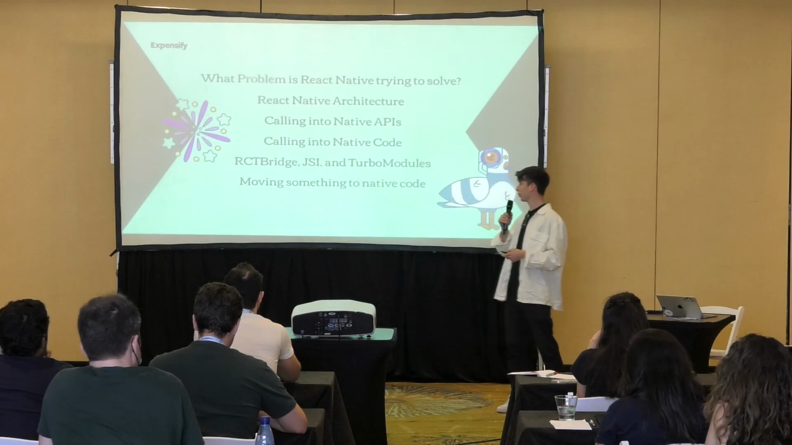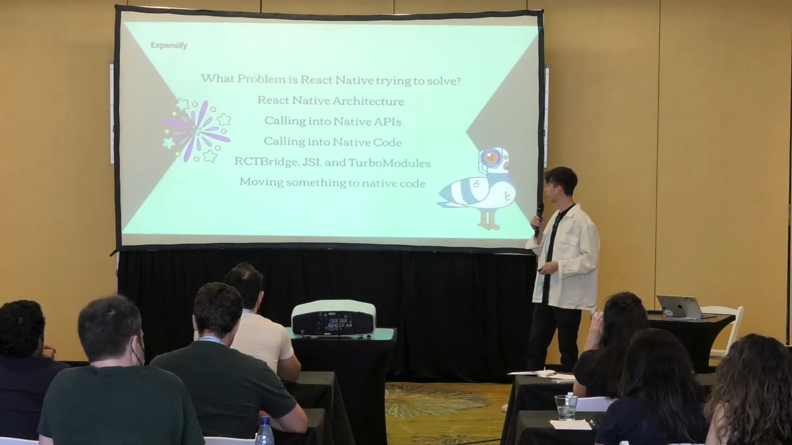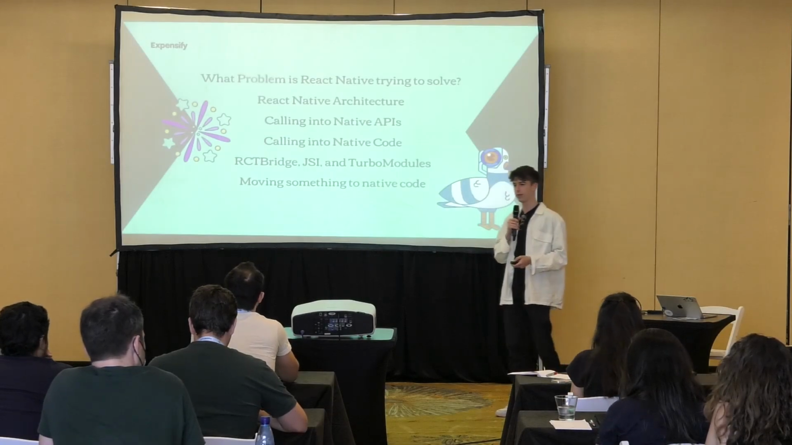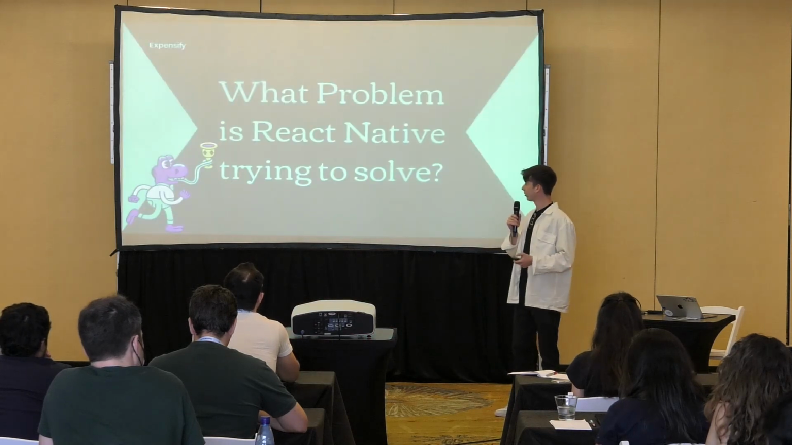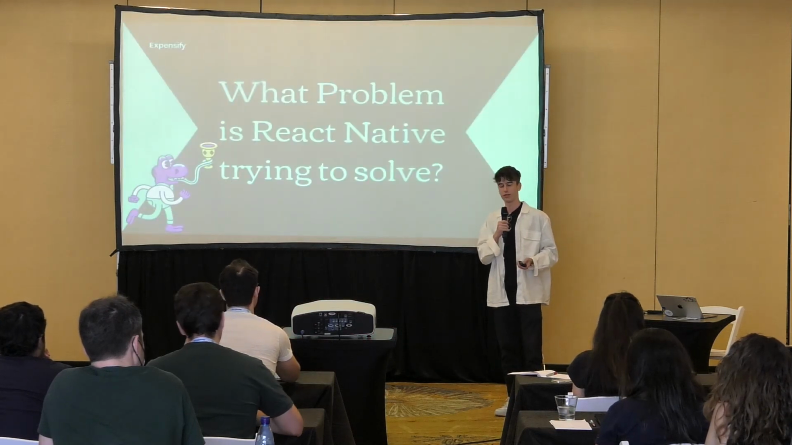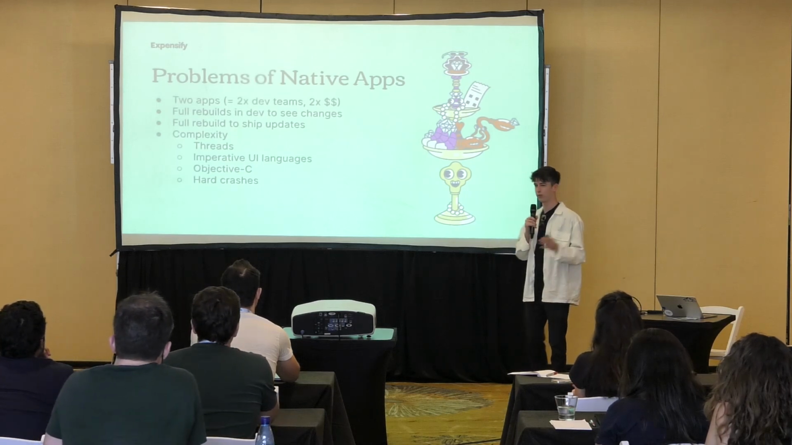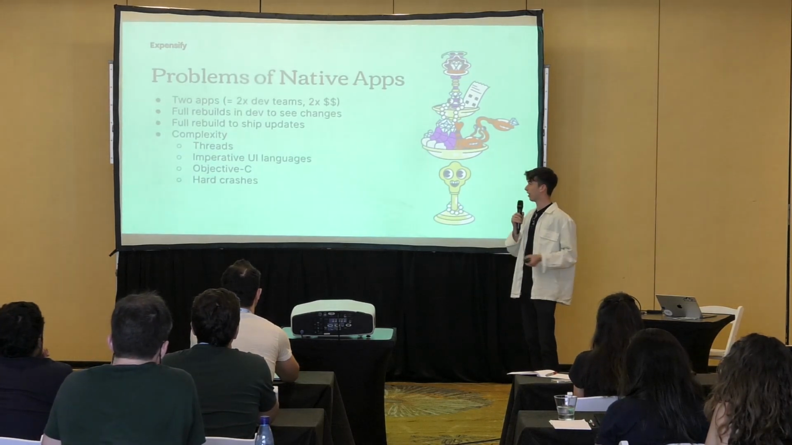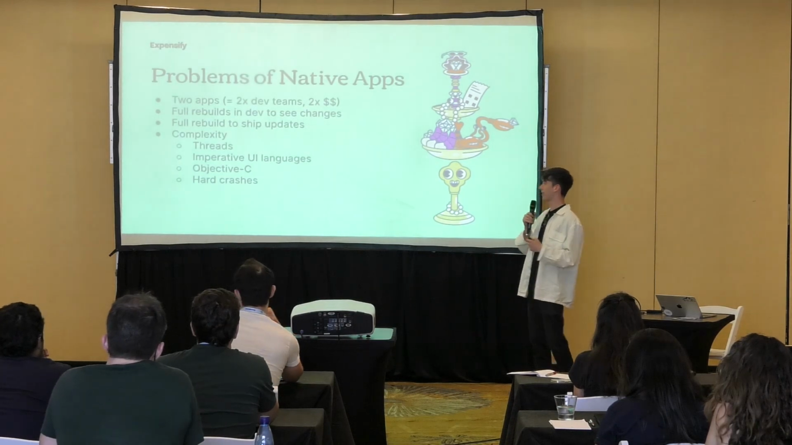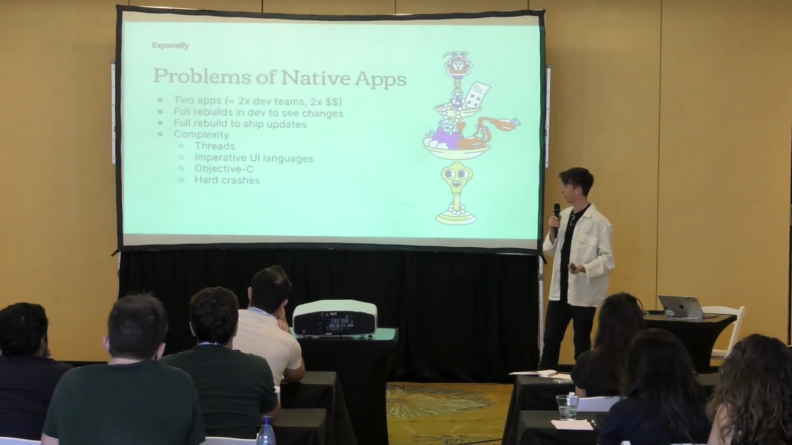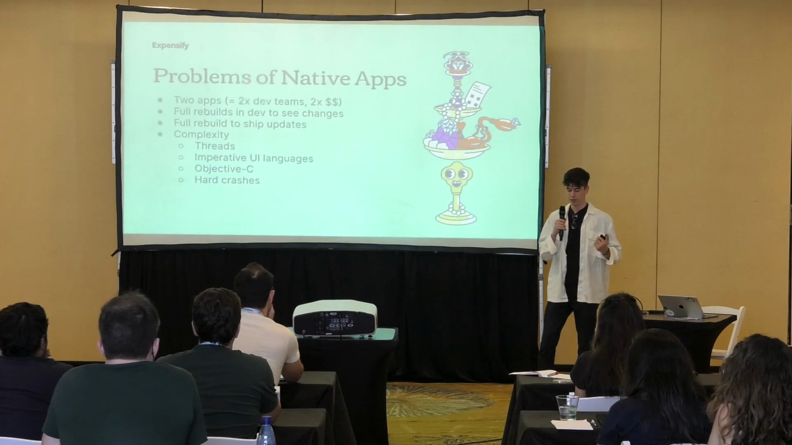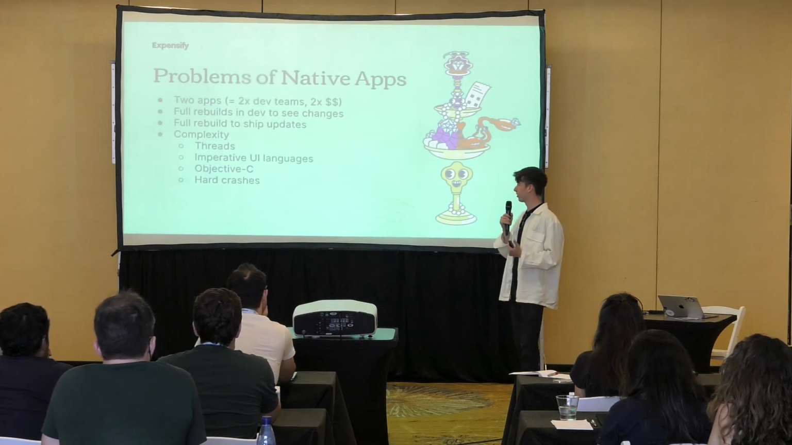of a technical overview of the features, how all of this works, and some examples at the end. So what problem is React Native actually trying to solve? We know that with native apps, let's assume we only want to build iOS and Android, we have two apps, that's twice the dev teams and twice the cost. We need full rebuilds to actually see some changes.